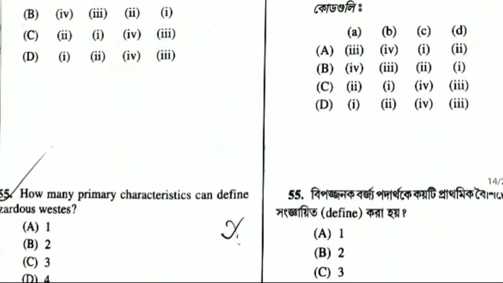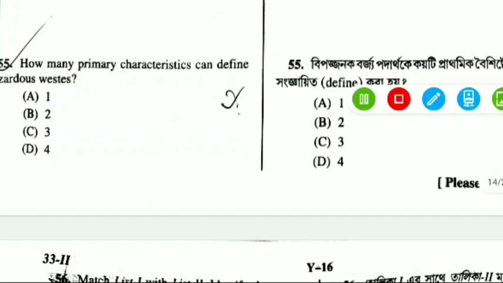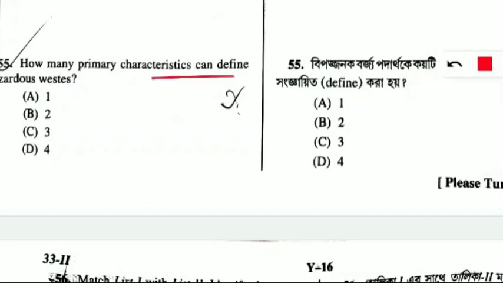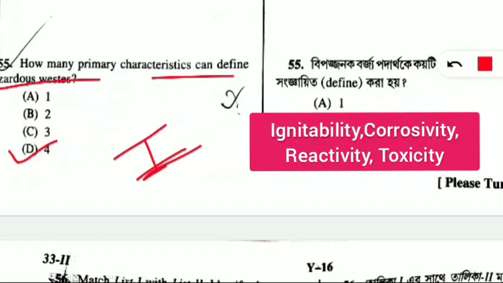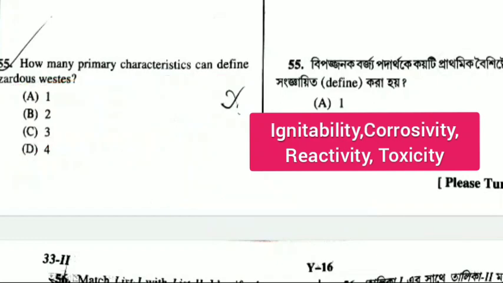Let's move to the next question. Question 55. How many primary characteristics can define hazardous waste? Hazardous waste has 4 properties. It should have these 4 properties, and only then will it be regarded as hazardous waste. So option D will be correct. The 4 properties are ignitability, corrosivity, reactivity, and toxicity. So ICRT are the 4 important characteristics of hazardous waste.